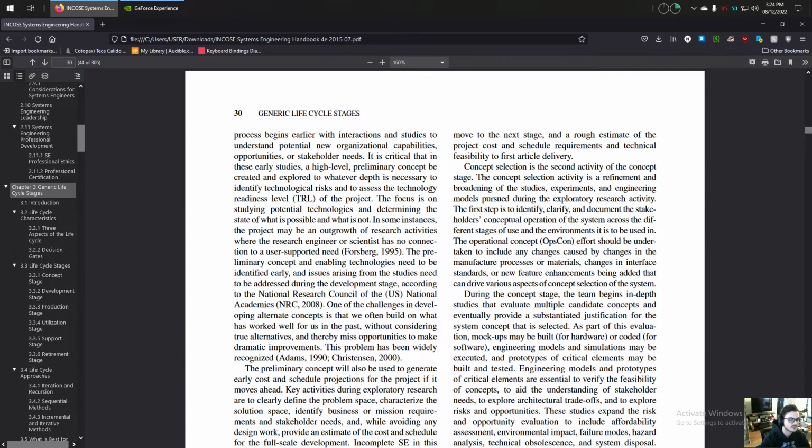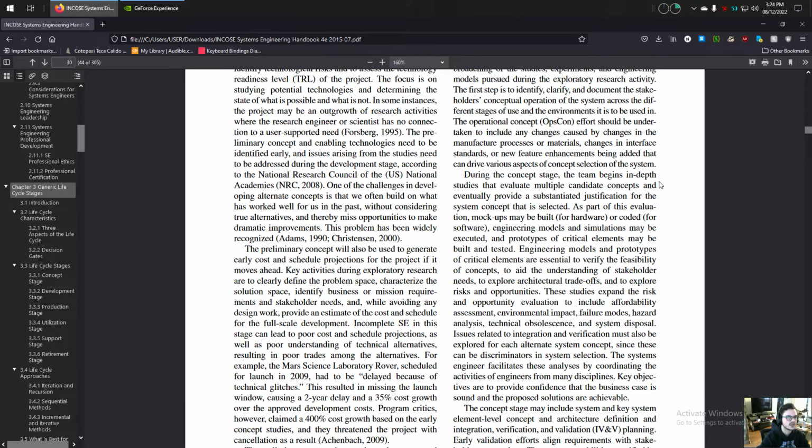of the system. During the concept stage, the team begins in-depth studies that evaluate multiple candidate concepts and eventually provide a substantiated justification for the system concept that is selected. As part of this evaluation, mock-ups may be built for hardware or coded for software. Engineering models and simulations may be executed, and prototypes of critical elements may be built and tested. Engineering models and prototypes of critical elements are essential to verify the feasibility of concepts, to aid the understanding of stakeholder needs, to explore architectural trade-offs, and to explore risks and opportunities.